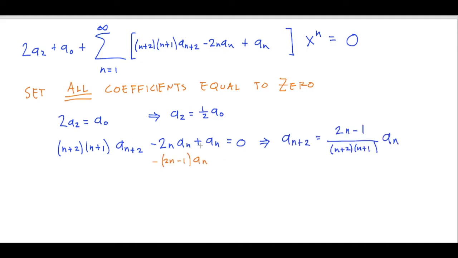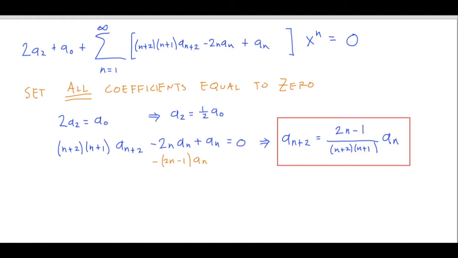Here I first factored a sub n out of these 2 terms, and then I added that term to the right hand side, and then I divided by this coefficient in order to isolate a sub n plus 2. So this expression is a little complicated, but it gives me a relationship, a method or an algorithm in a certain sense, to be able to define all of the coefficients in my series. As I emphasized earlier, the coefficients are what make the series. So if I have a method for somehow computing or determining all of the coefficients in the series, then I have essentially defined the series.